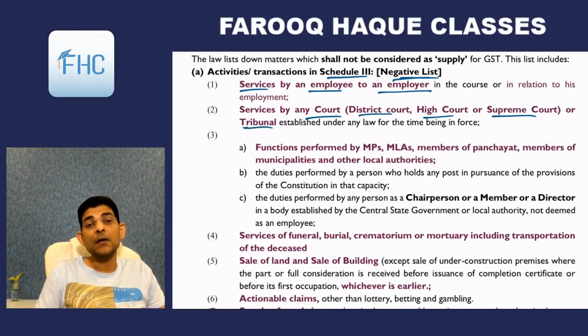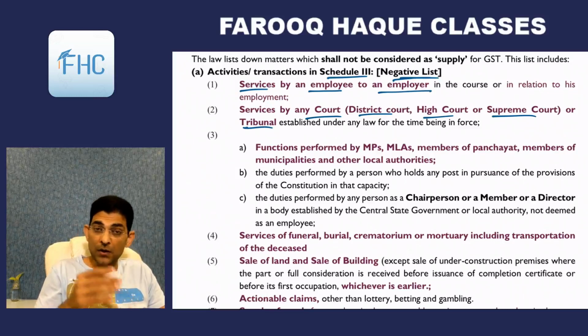Okay. Second, services by any court, which can be district court, high court or supreme court, or tribunal. Tribunals like the Income Tax Appellate Tribunal. GST itself also has a tribunal, and the tribunal is called the appellate tribunal. We'll see in the chapter on appeals. It is called the appellate tribunal in GST laws. In customs also there is an appellate tribunal, which is the same as GST.